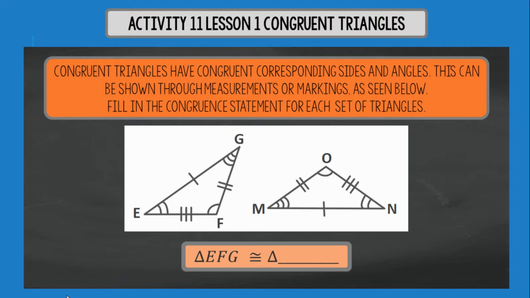So this says EFG is congruent to what? Look at the arcs on the angles. The arcs on E is 2. The arcs on F is 1. The arcs on G is 3. So it goes in the order of 2, 1, 3. So then you have to do the same order on the other triangle, N, O, M.